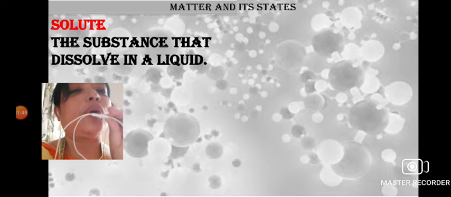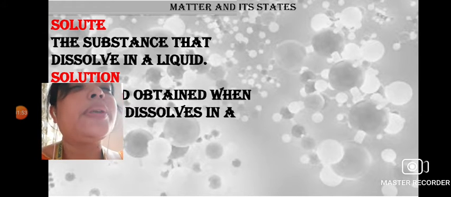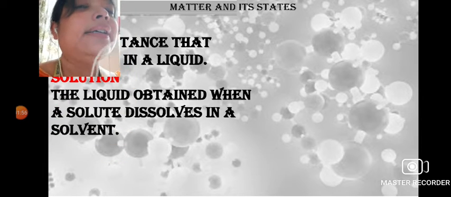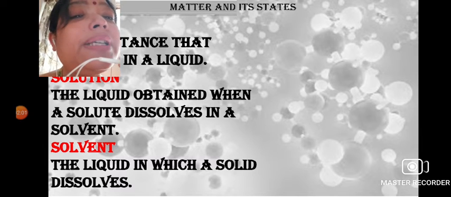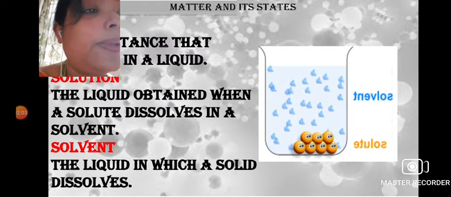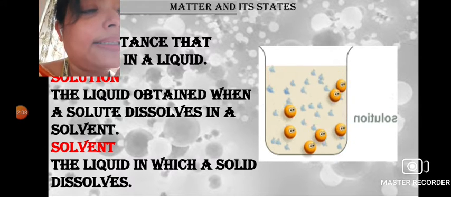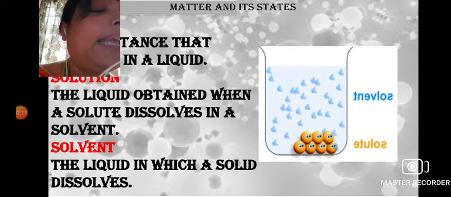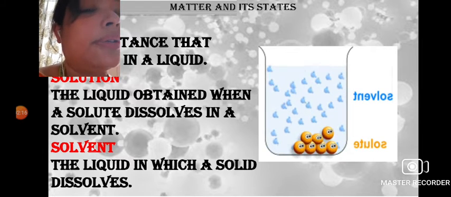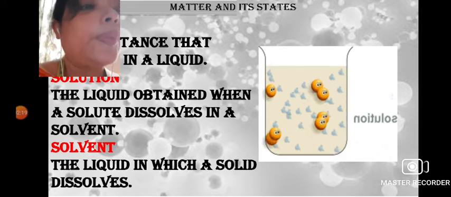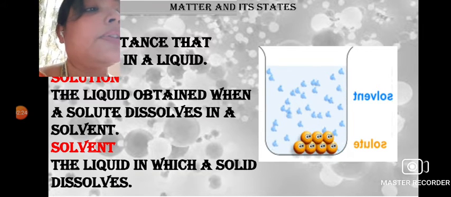Next is the solute. What is the solute? That is the substance which has been dissolved in the liquid. And then the solvent. Solvent is the liquid in which the solute is dissolved. In most cases, the solute is a solid matter dissolved in the liquid, which is called the solvent. And the liquid which is obtained after the solute is dissolved is known as the solution.